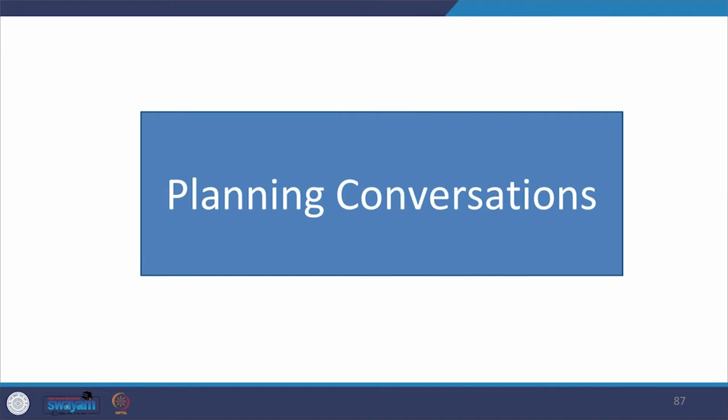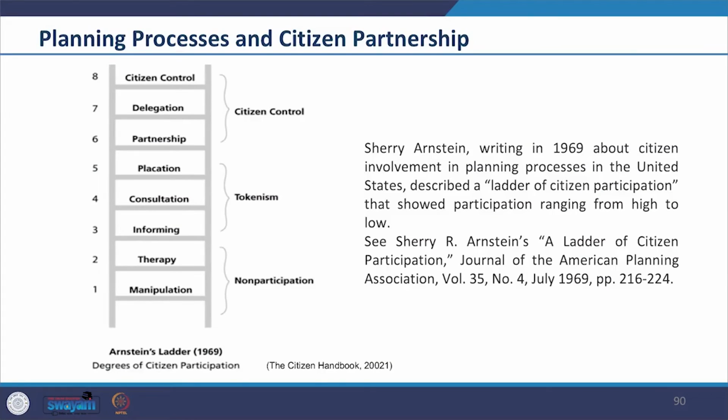Now, looking at the planning conversations of the time, this was also a time of change in planning theories, from the applied theory, which resulted in the built form, to the Situationist International, also called SI. There were reactions to the top-down approach of planning. The key people were Jane Jacobs, Kevin Lynch, Harvey Milk, Sherry Arnstein, and Dolores Hayden. Sherry Arnstein, writing in 1969 about citizen involvement in the planning process in the United States, described a ladder of citizen participation that showed participation ranging from high to low. The ladder is a guide to seeing who has power when important decisions are being made.